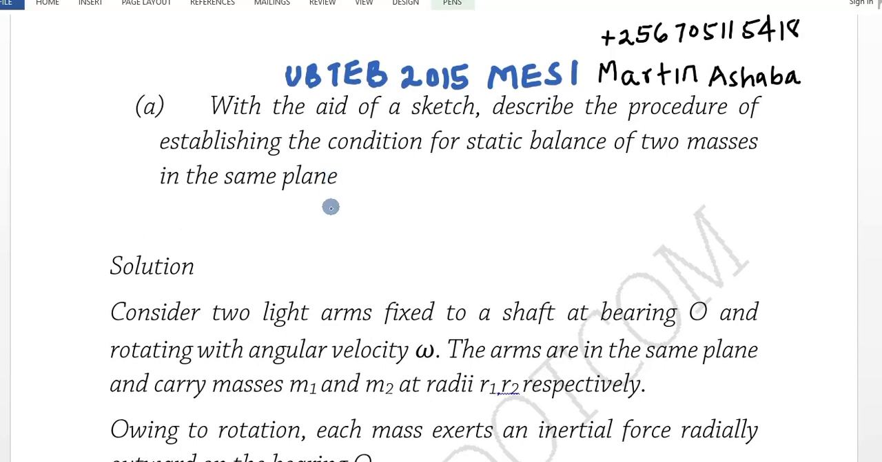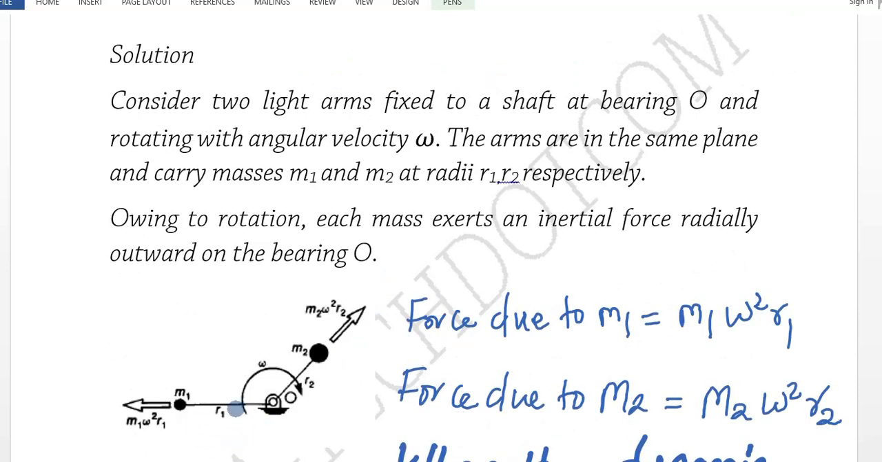Now let us consider two light arms fixed to a shaft at bearing O and rotating with angular velocity omega. These are the two light arms that we are talking about, and the bearing is at O, where the rotation is in a clockwise direction at a rate of angular velocity omega radians per second. The arms are in the same plane and carry masses m1 and m2 at radii r1, r2 respectively.